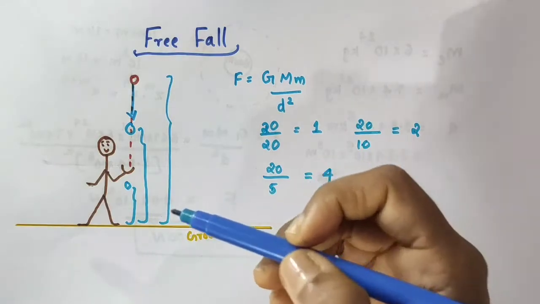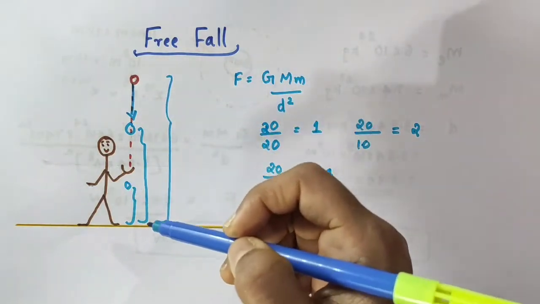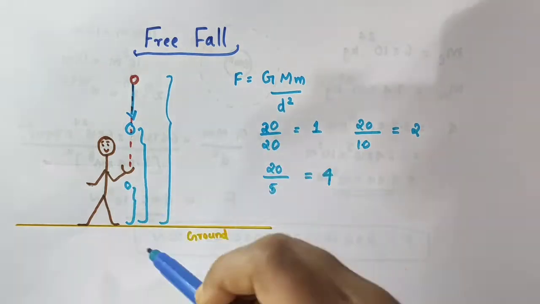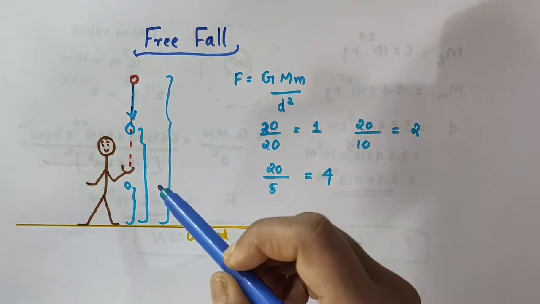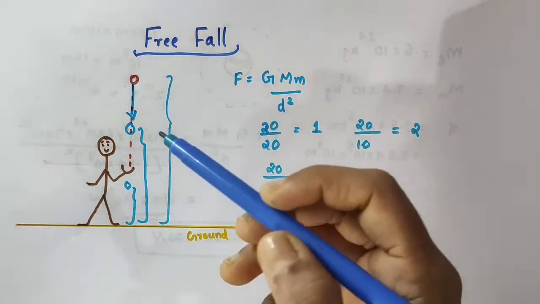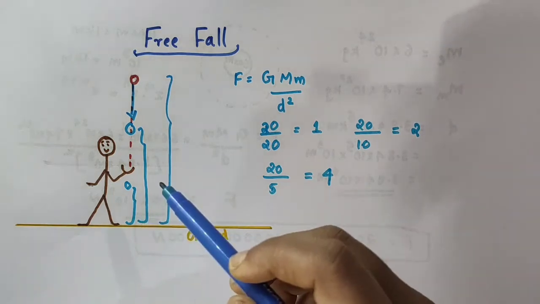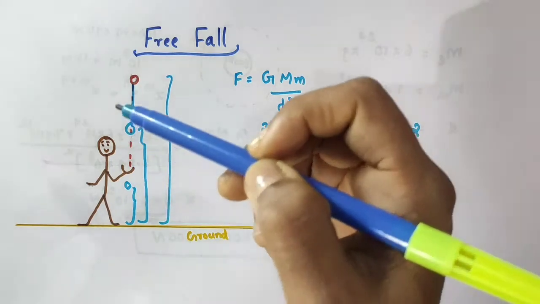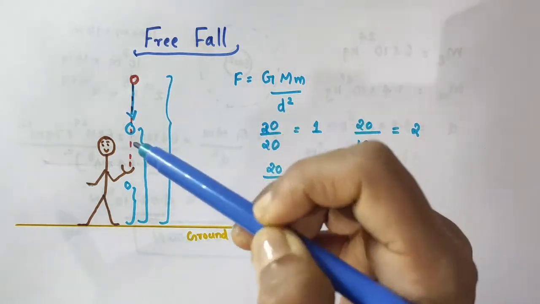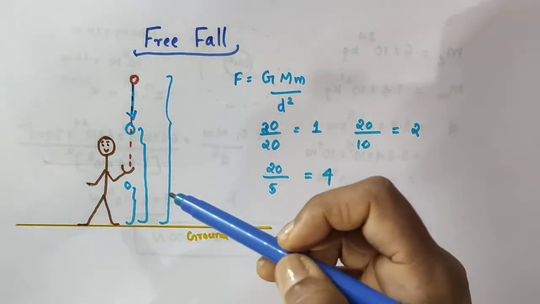Since more and more gravitational force due to the earth acts on this object while it is falling, there will be a change in its velocity. Acceleration comes into play when there is a change in velocity. That is, any change in velocity involves acceleration. Whenever an object falls towards the earth, an acceleration is involved. This acceleration is due to the earth's gravitational force.